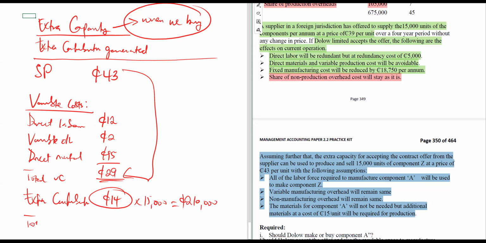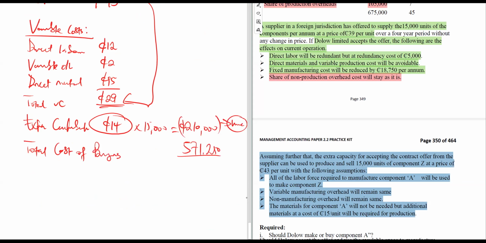Against the total cost of buying, which was 571,250. Remember, this 210,000 is a reduction to our cost, because it's income. So the total cost was 571,250 against the 210,000 that we are receiving. So the net cost of buying will be 361,250, not so? 361,250.